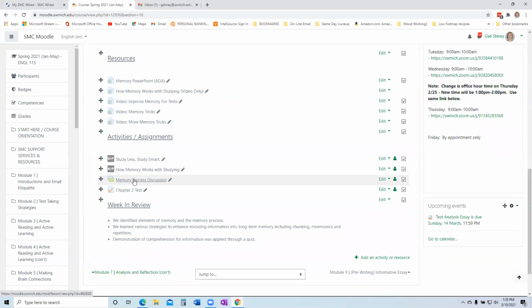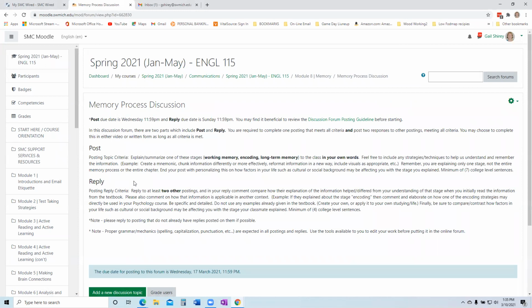Now, the discussion forum is all about chapter 2. So in your posting, as always, you need to have that done by Wednesday before midnight. And your posting criteria is I want you to explain or summarize one of the stages. So you're either going to be talking about working memory, you're talking about encoding, or you're talking about long-term memory. And you're going to be doing that in the discussion forum in your own words. So you want to do this as much as possible in your own words. Do not be copy pasting. Don't take the wording that's in the book.